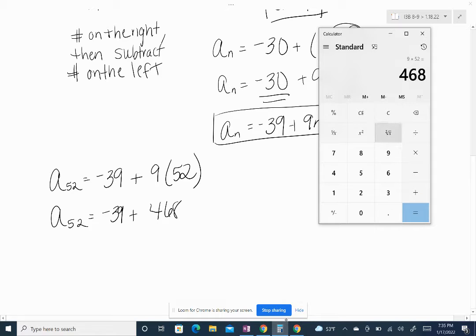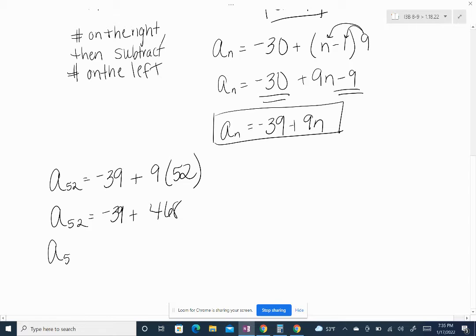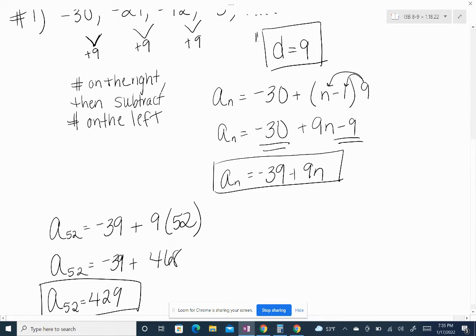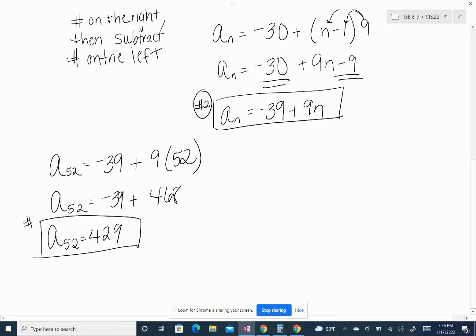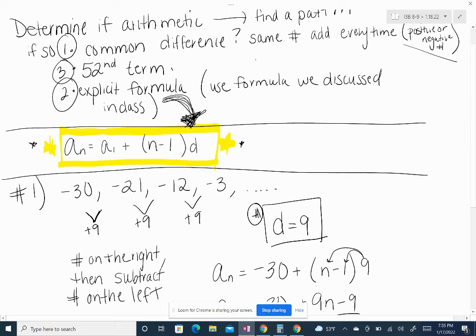Okay, so we're going to throw that into our calculator. So it's going to be 39, make that a negative, plus 468. That's going to give me 429. Okay, and now we have all three parts. So we have our common difference, which is number 1, our explicit formula, which is number 2, and our 52nd term, which is number 3. Okay, so just keep in mind what it's asking: common difference, explicit formula, and which term, okay?